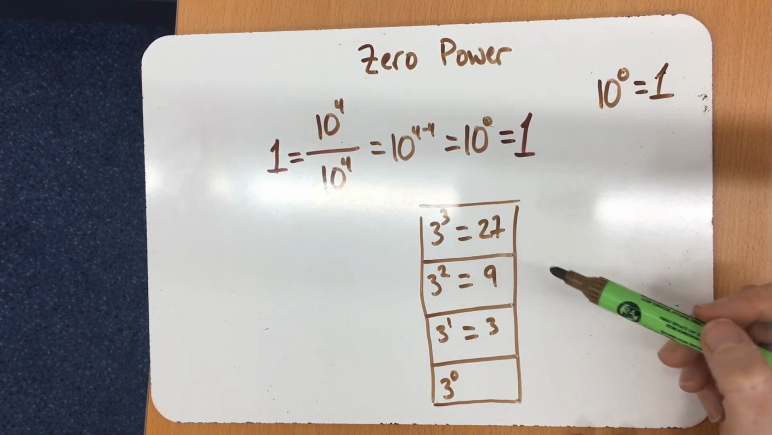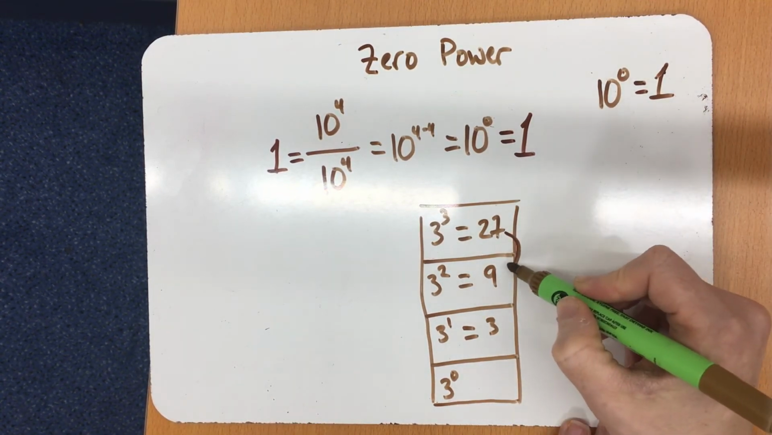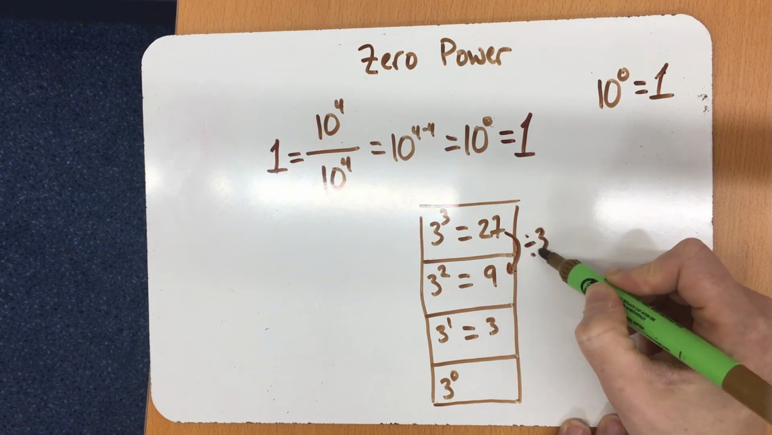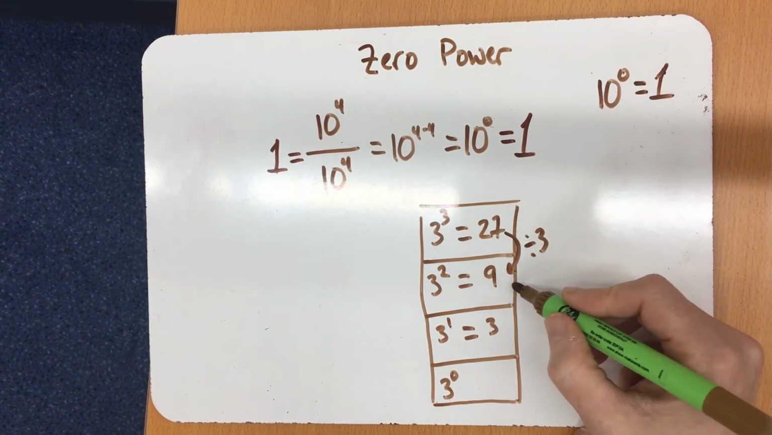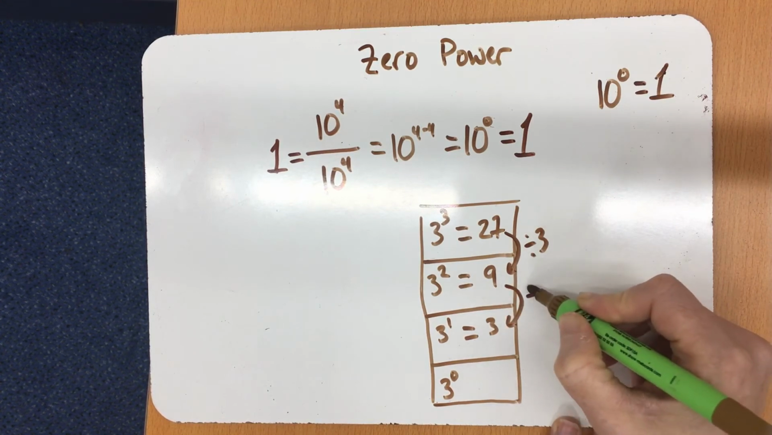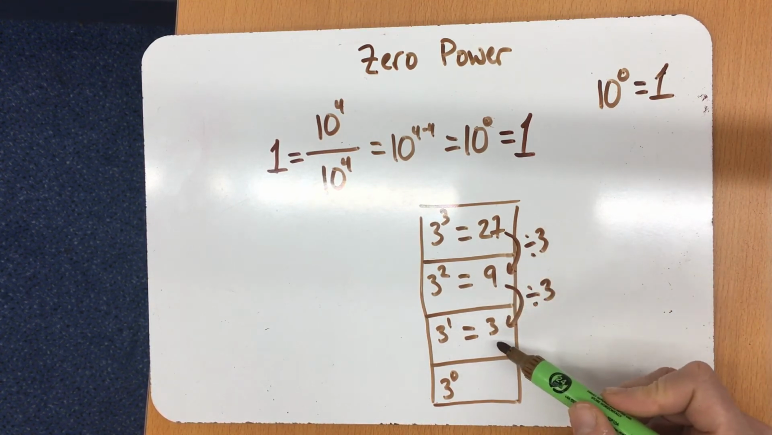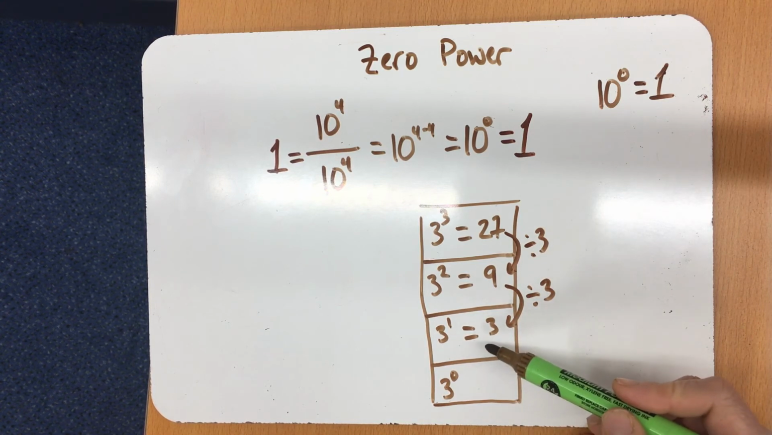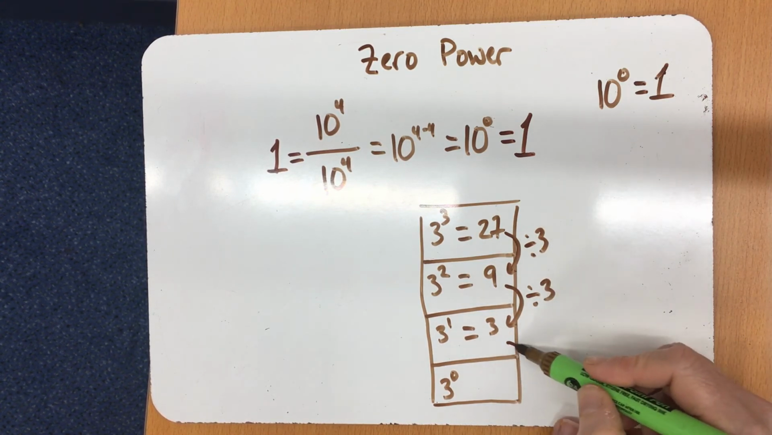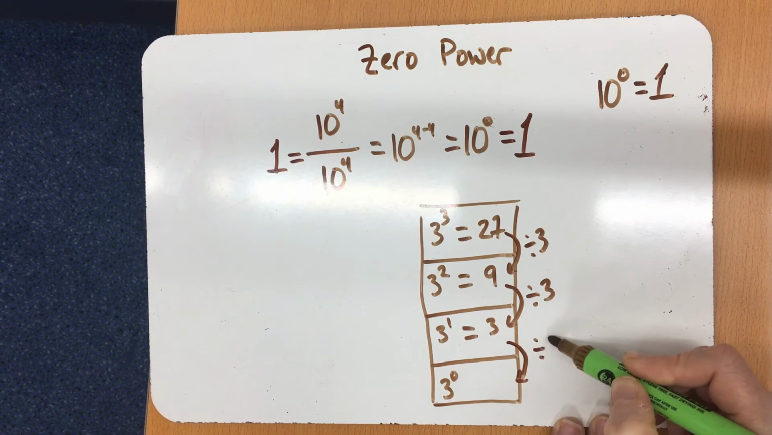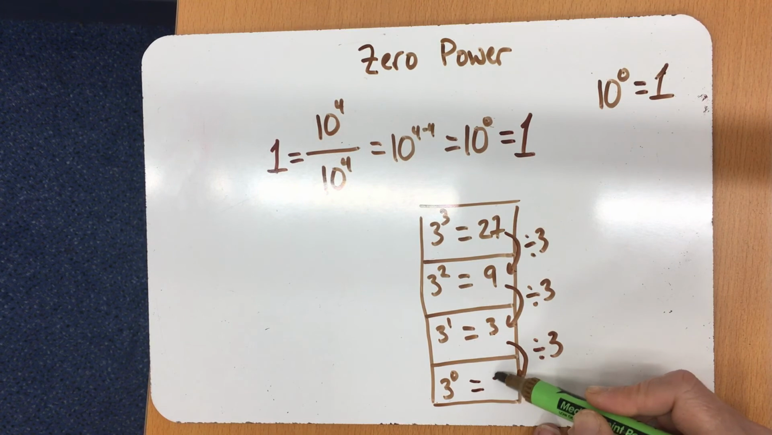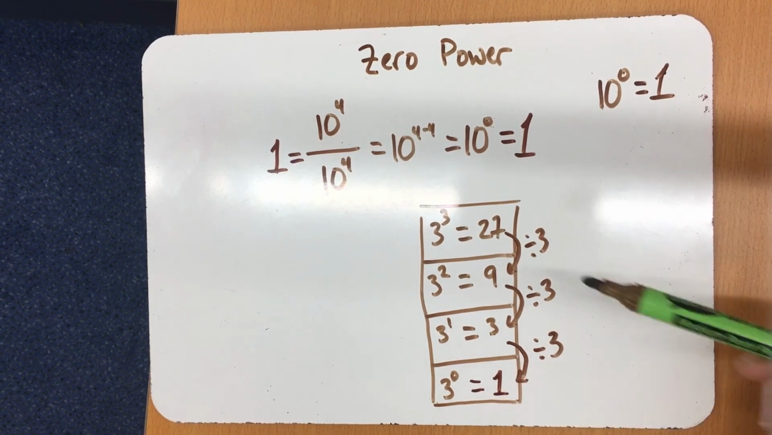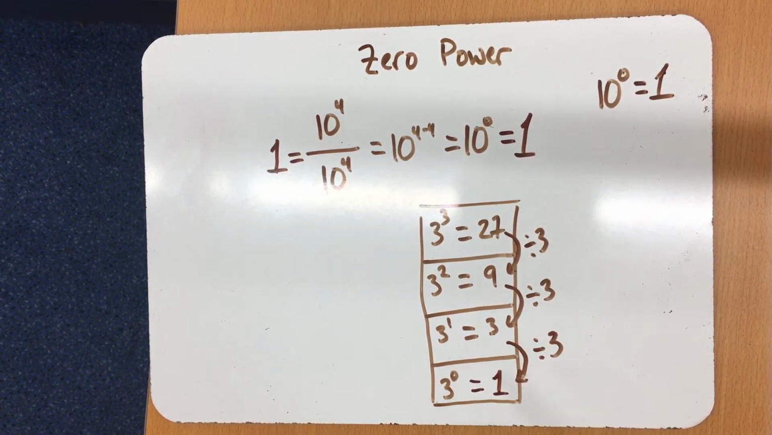Well, if you look at the pattern of what happens in this table, as I move down in powers, I'm really just dividing by 3. So 3 to the third power divided by 3 is equal to 3 to the second power. 3 to the second power divided by 3 is equal to 3 to the first power, which means if I want to go from 3 to the first power down to 3 to the 0 power, I have to divide by 3 again. Well, 3 divided by 3 is equal to 1, which is just another way of showing that any number to the 0 power is equal to 1.